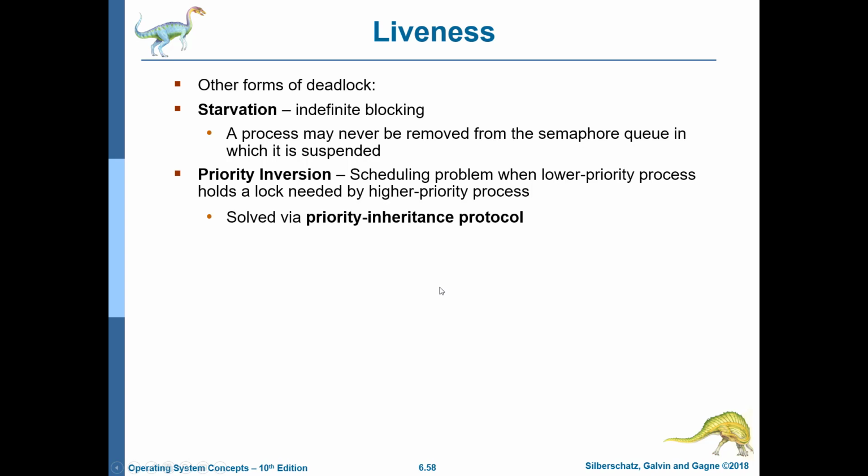There are other forms of deadlock, of course, where there is indefinite blocking, in the sense that a process may be removed from the semaphore queue in which it is suspended, and then there is nobody to wake it up, that is starvation. And then we can also have priority inversion, where a low priority process holds a lock that is essentially needed by a high priority process. So then what will happen is that the high priority process will have to wait for the low priority process to finish. So in this case, of course, we can either preempt or we can have something called the priority inheritance protocol. Let us come to the priority inheritance protocol.